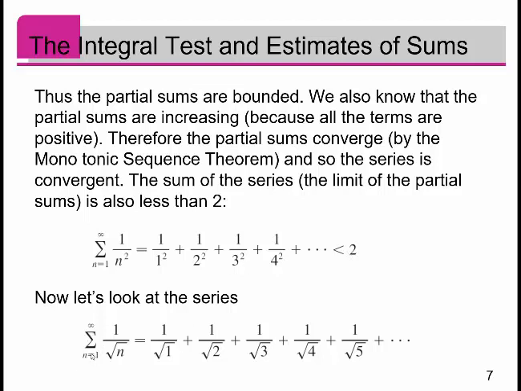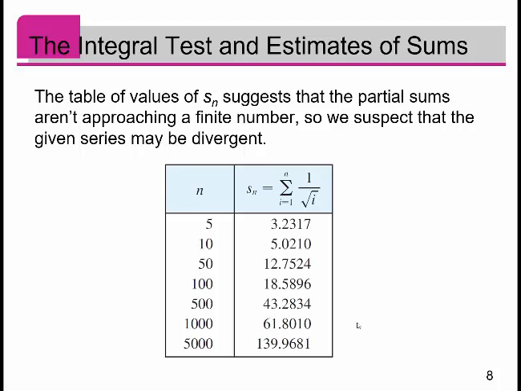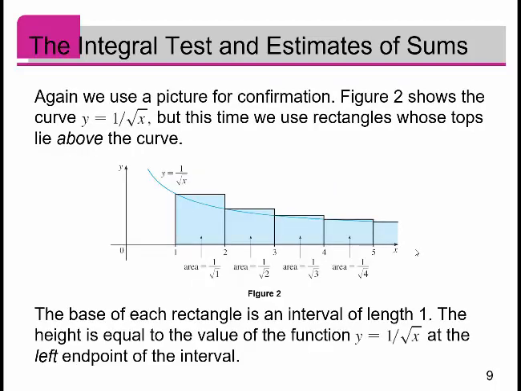So the summation n equals 1 to infinity of 1 over the square root of n. So these are what the individual terms of this series look like. All right, so the table of values of s sub n, the n partial sums, suggests that the partial sums aren't approaching a finite number. You can see they just keep getting bigger and bigger and bigger. So we suspect that the given series is divergent, obviously. All right, how would we do this?